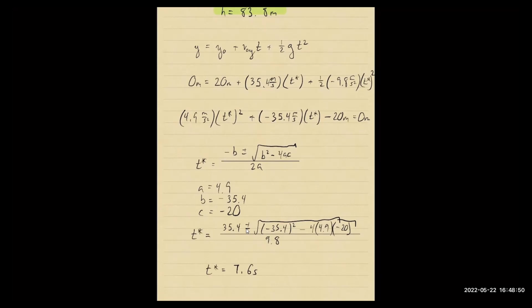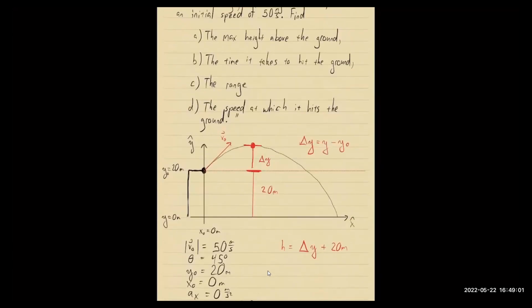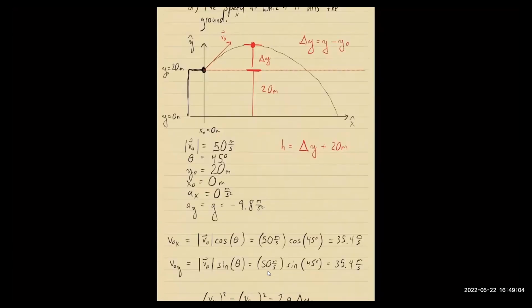So for part B, the amount of time it takes for this thing to hit the ground is about 7.6 seconds. So now let's go back up and see what part C is all about. It wants us to find the range.